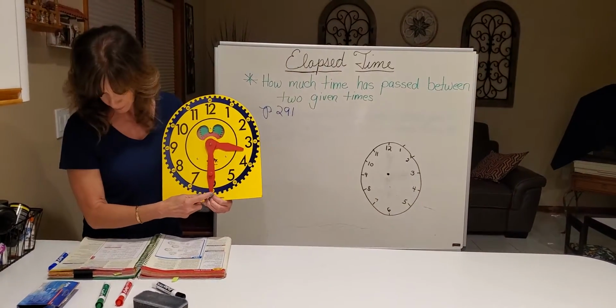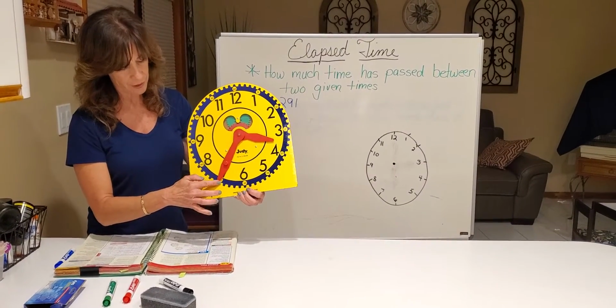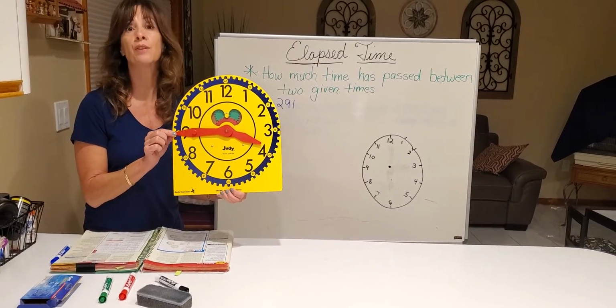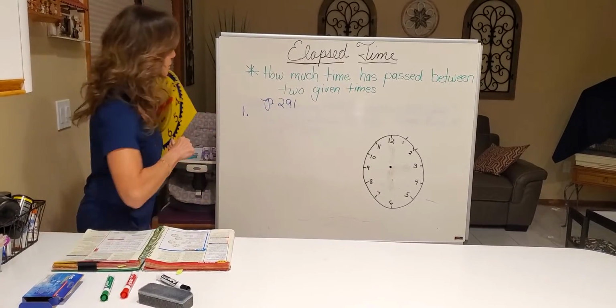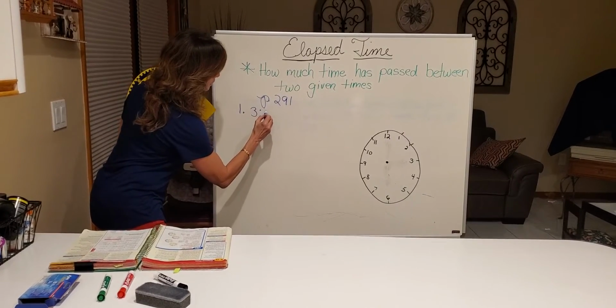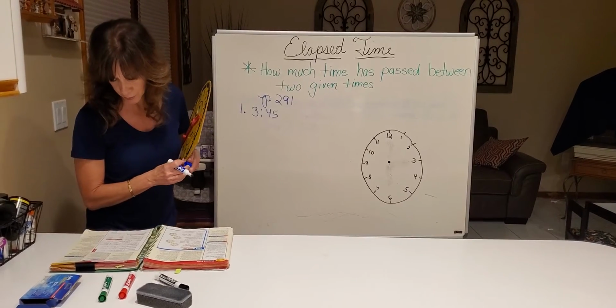If it's 3:30, we count by 5s. 5, 10, 15. So what time is it now? 3:45. Good job, boys and girls. So our first answer would be 3:45.